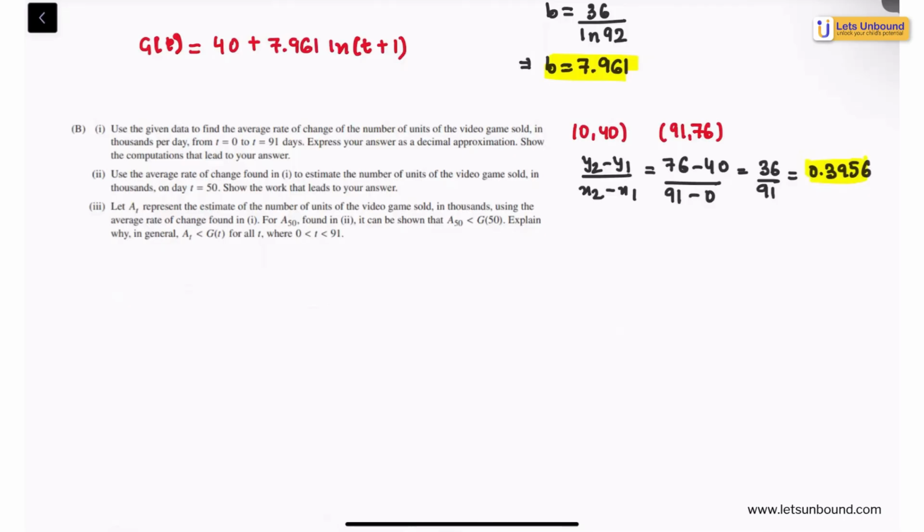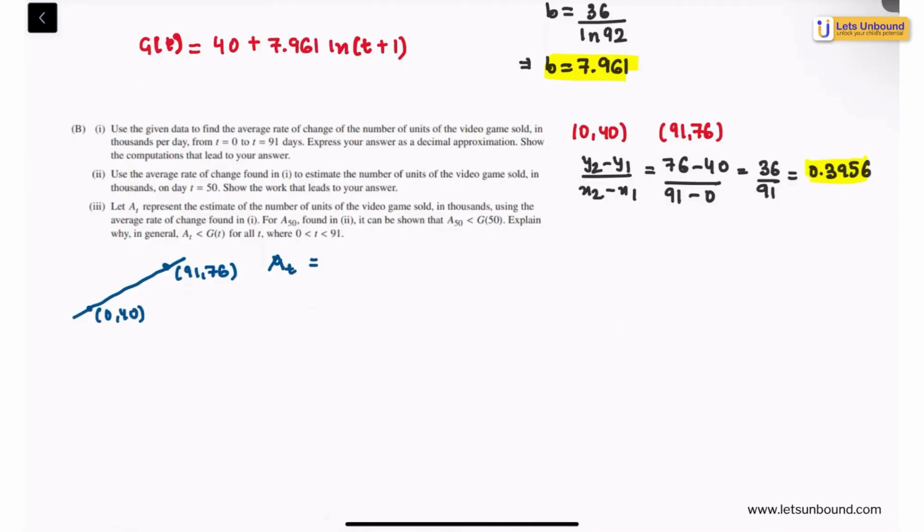Now to understand the concept here, we will find the average rate of change equation because we have 2 points of reference given here, and because it's a linear approximation of the games, it has an average rate of change, and we have already found its slope. We will find its equation and then estimate for t equal to 50. So the points we had for average rate of change were (0, 40) and (91, 76). We have already found the slope, and we know this is a line which can be represented as, let's take the average rate of change as A.